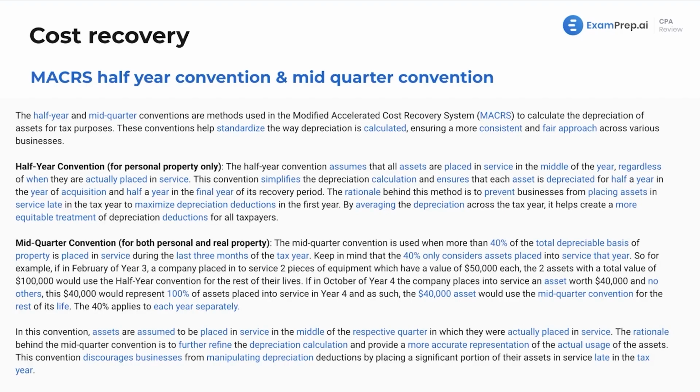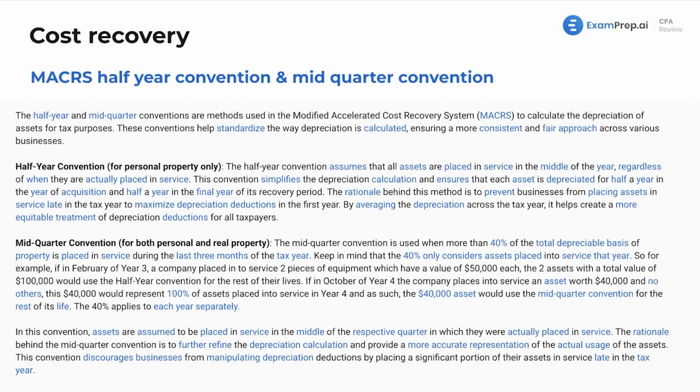The mid-quarter convention is used when more than 40%, and memorize that 40%, when more than 40% of the total depreciable basis of properties is placed in service during the last 3 months of the tax year. So memorize that. This is something I was not as familiar with when I was studying, and it hurt me a little bit. I obviously got through, but take the time now, memorize this. Keep in mind that the 40% only considers assets placed into service that year.